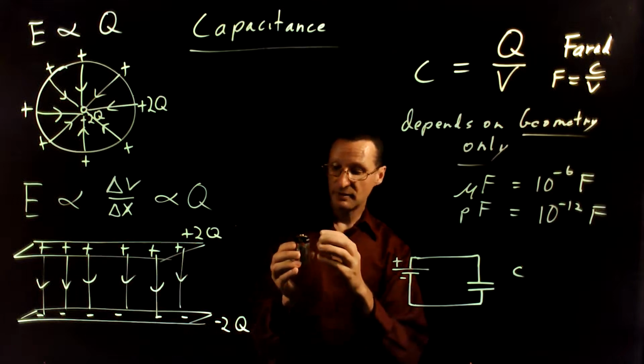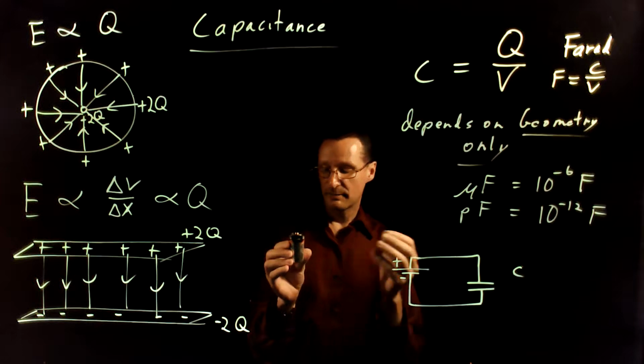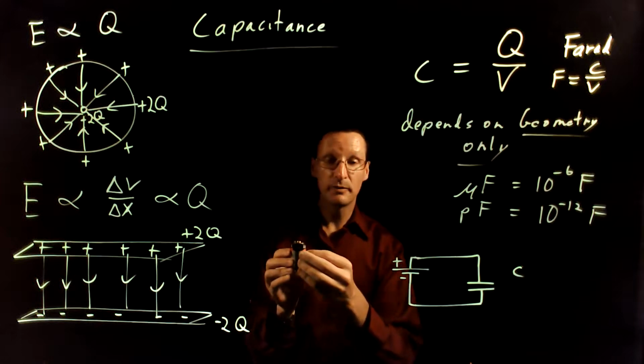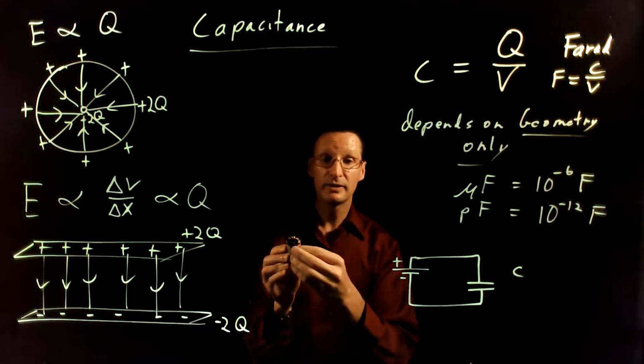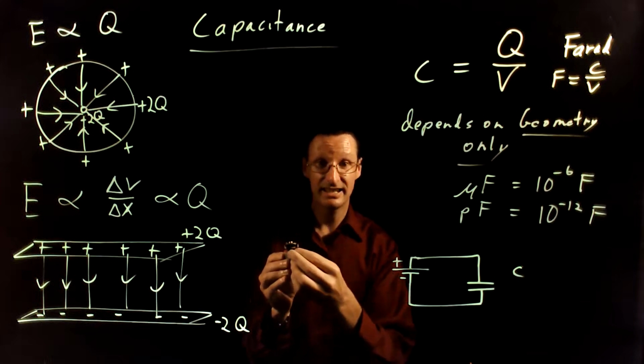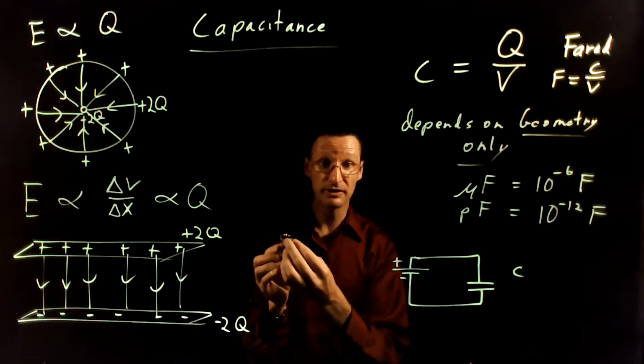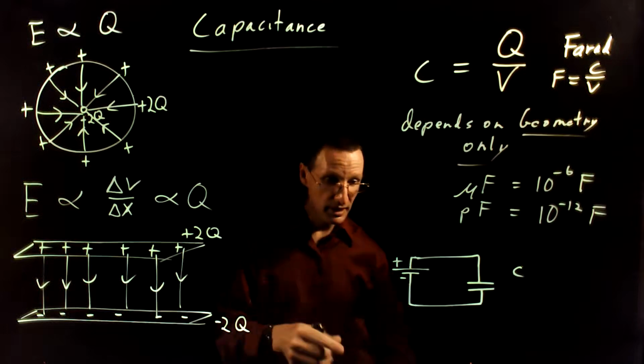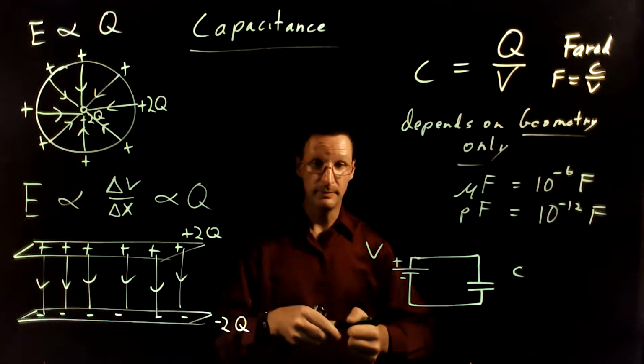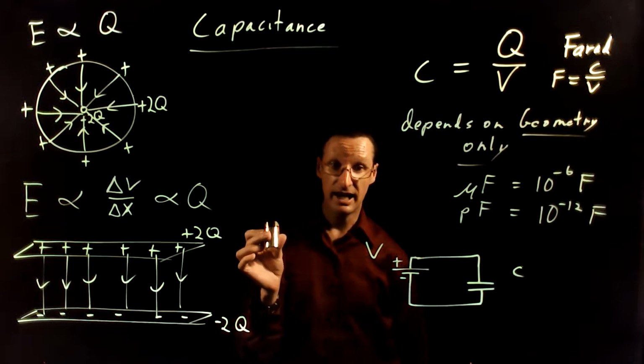The other difference between batteries and capacitors is that the voltage of a battery is set by the chemical reaction taking place inside that battery. So once you know the two chemicals involved, bam, that tells you the voltage of that battery. And you can't change that.